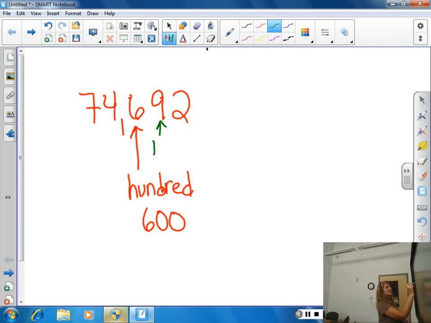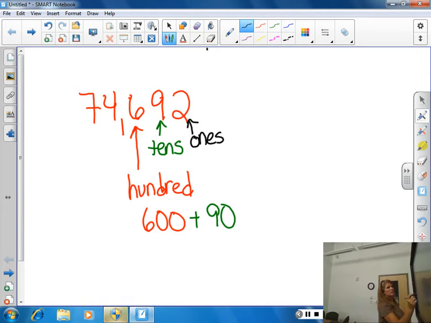Well, it's in the tens place. So if I have 9 tens, that means I have 90 value for that. And the 2, well, that's in the ones place. And so it just has a value of what we see, which is 2. 692 is how we would read that. The 6 has a value of 600, the 9 has a value of 90, and the 2 has a value of 2. What about the 4?